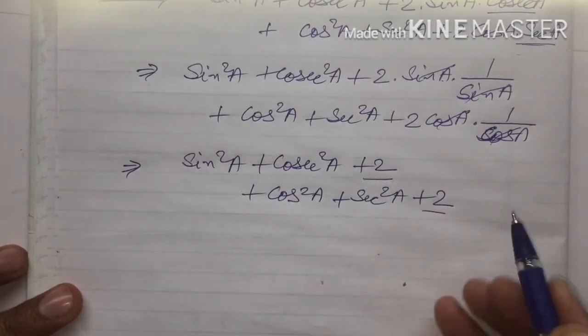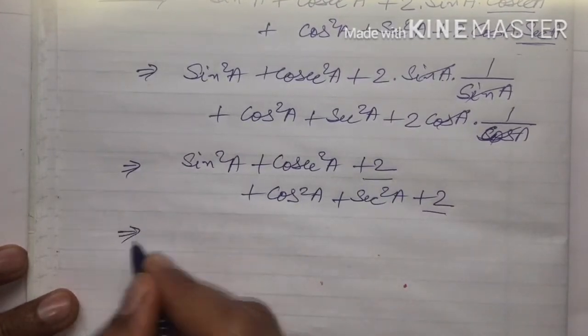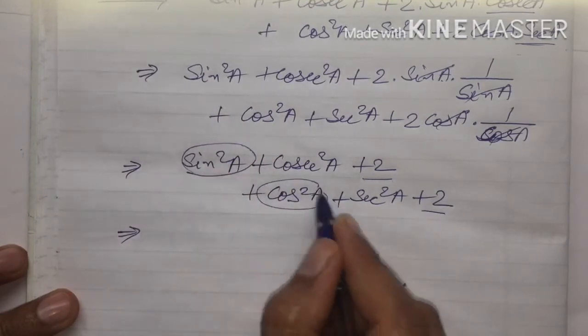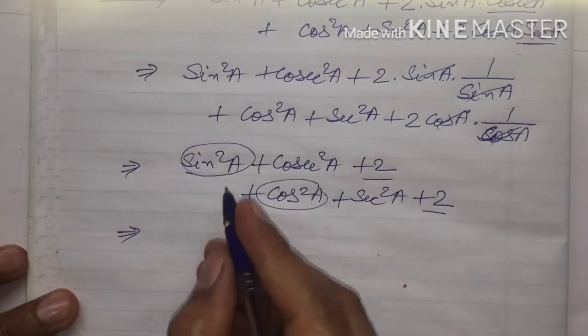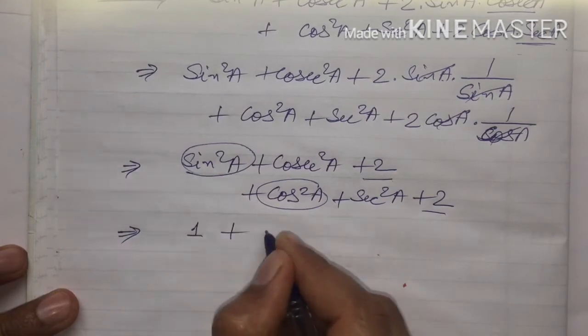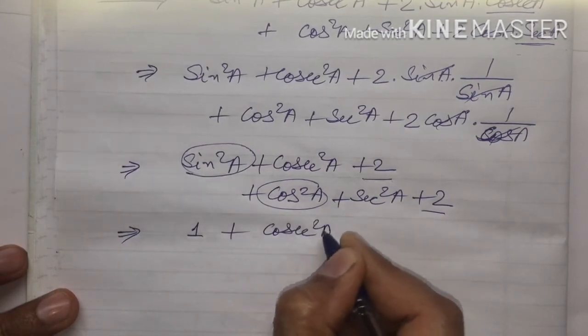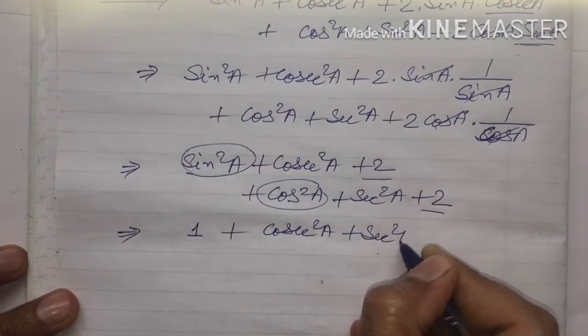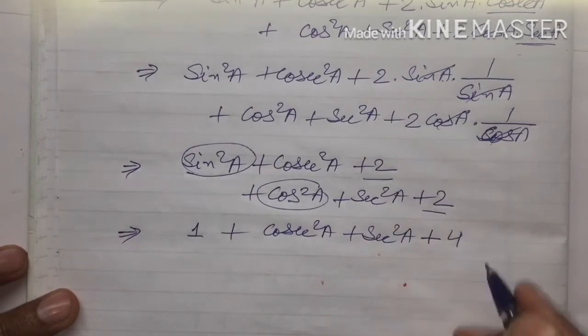This 2 plus 2 we add, it will be 4, and sin square a plus cos square a is our identity, equal to 1. So 1 plus cosecant square a plus secant square a plus 2 plus 2, which is 4.